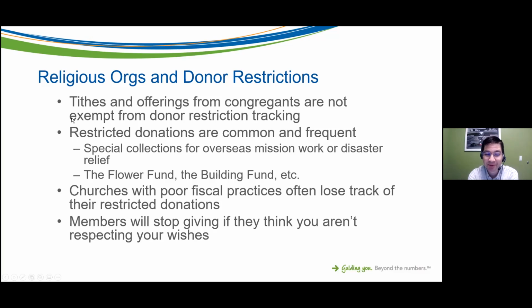And I've seen this before as well. If you're not using their money right, they're not going to be giving you money. And that's not even just restricted dollars. That's all dollars. A church that has poor fiscal practices will not be getting money in the plate on Sunday. Simple as that.